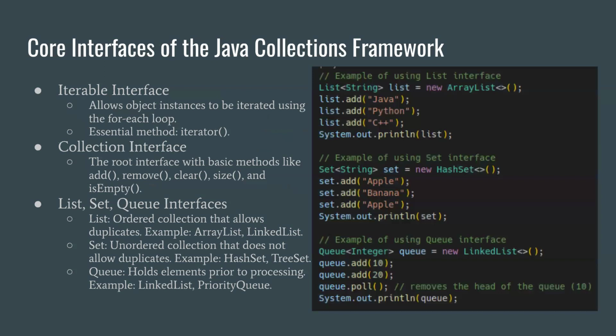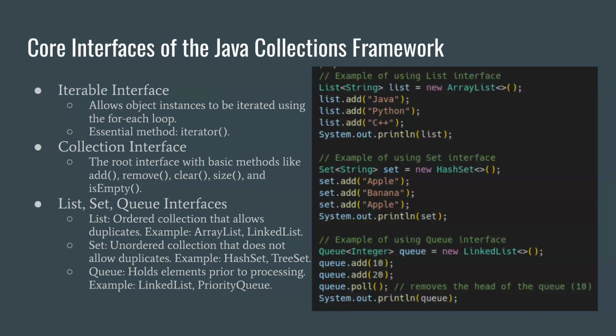Core interfaces of the Java Collections Framework. Let's look into the core interfaces of the Java Collections Framework. We're only going to cover the surface of these, and we'll have a dedicated lecture for each interface. At the foundation, we have the Iterable interface, which allows us to iterate over collections using enhanced for loops, making our code cleaner and more readable.